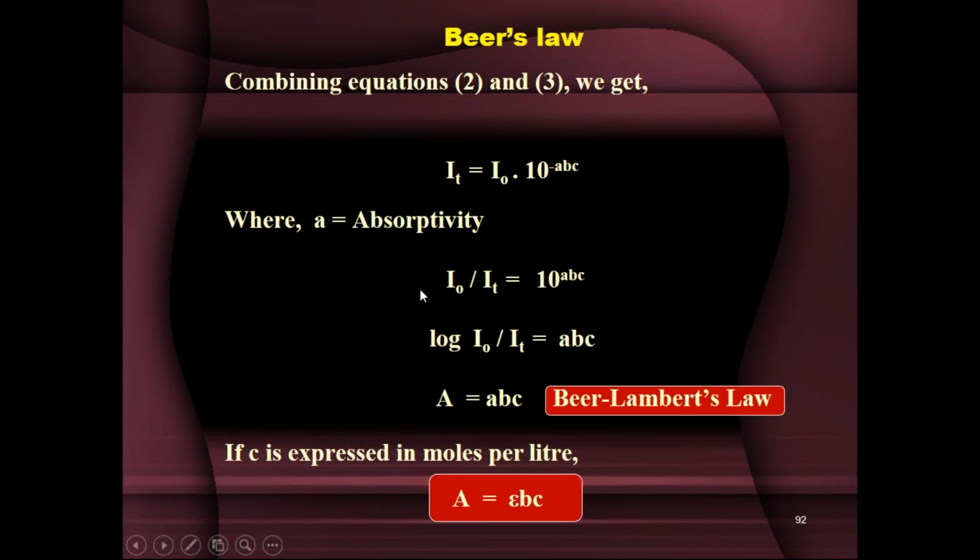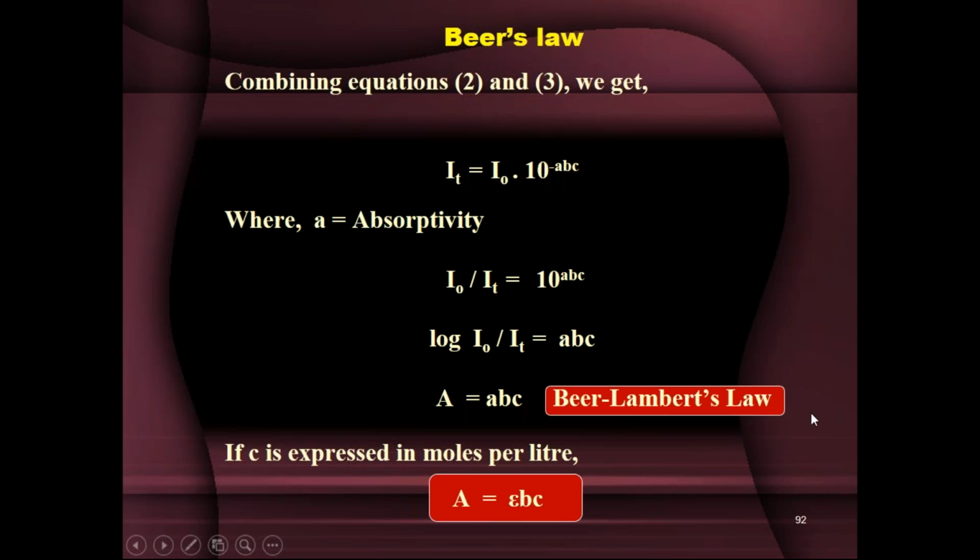So you take the logarithm of this on both sides, and you get log I0 by IT equals abc, because when you take the log of this, you will get abc. And what is log I0 by IT? We have seen last class, it is nothing but absorbance. So absorbance A equals abc. This is a form in which you can remember it very easily. That's why I've adopted this.